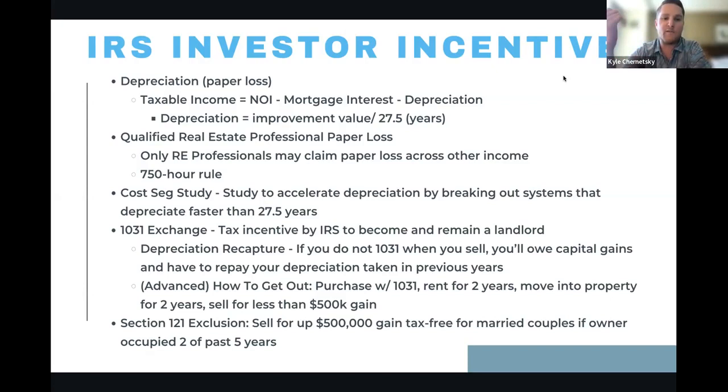But if you are a qualified real estate professional, like all of us here are, and in order to be a qualified real estate professional, you have to work 750 hours in real estate per year. There's other requirements as well, but the 750-hour rule is the most common rule. So if you are a qualified real estate professional, then if you take a paper loss on a property, you can also spread that across your other income.